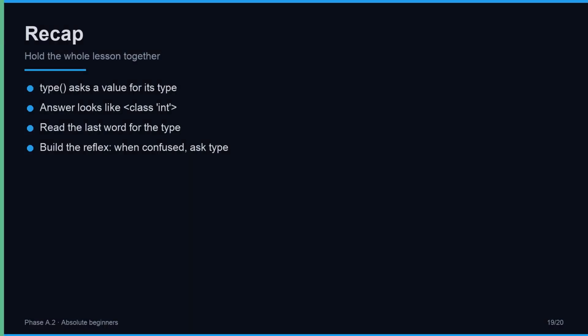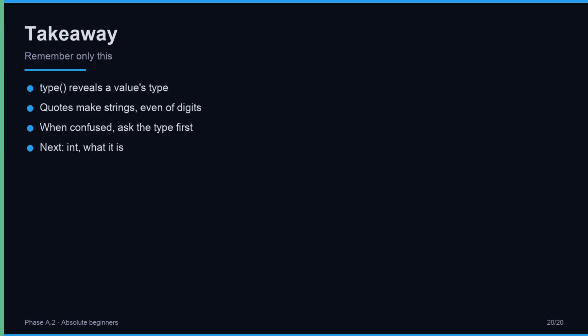Let us gather the lesson. Type, with parentheses, asks any value for its type. The answer comes shaped like class int, in angle brackets, and the word that matters is always the last one. Type works on literals and on variables, reporting the type of the value they currently hold. And the great habit is this. Whenever something confuses you, ask type before you guess. One short question, one honest answer, and most mysteries simply disappear. That is the whole lesson. One question, one answer.